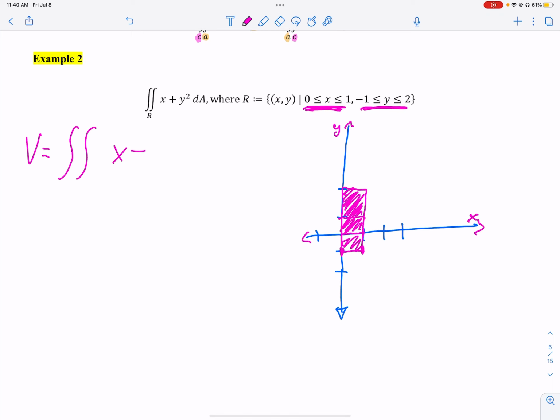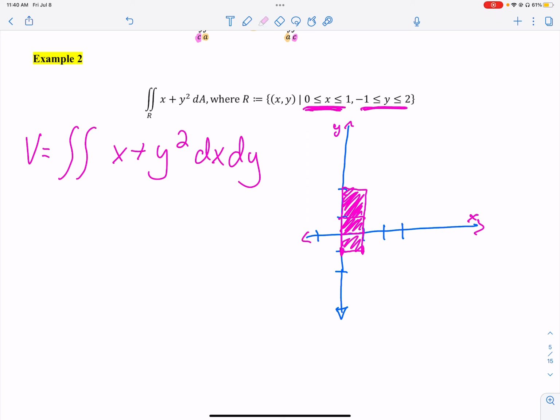Write down my x plus y squared, and then I sit and decide, do I want to do x or y first? I think x looks easier, so I'm going to do it first. So we got dx dy. So my x is first, so I get my bounds from my x's.